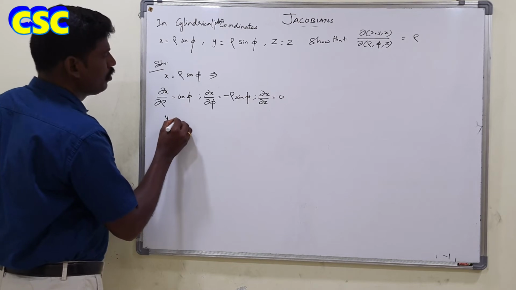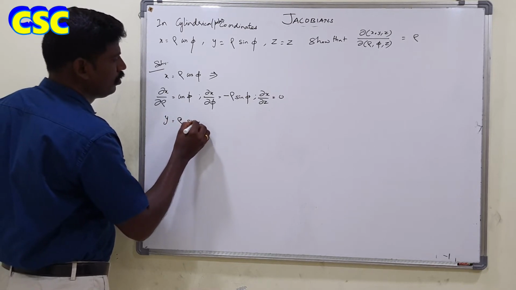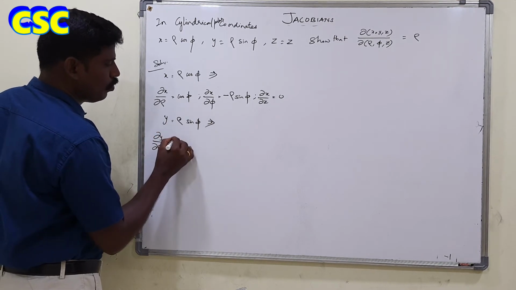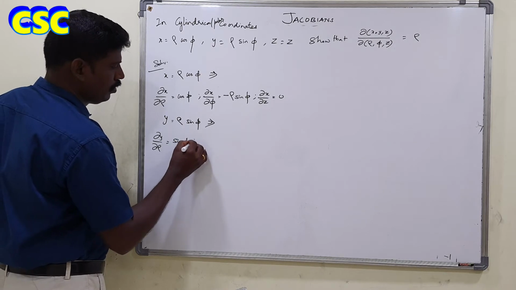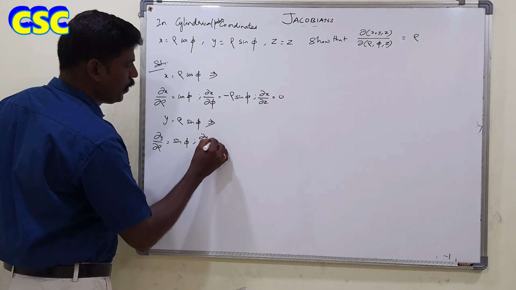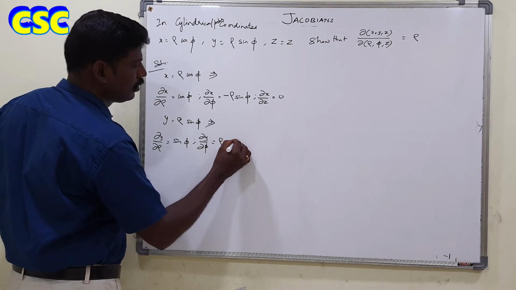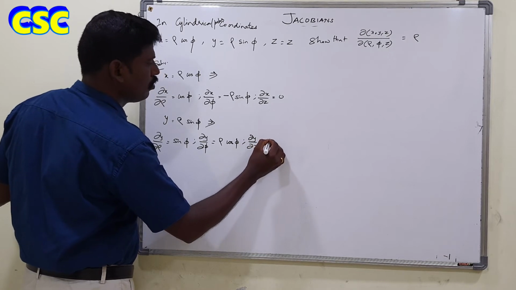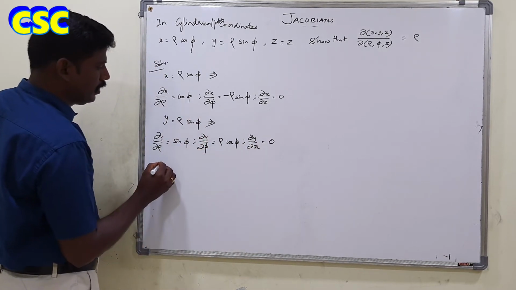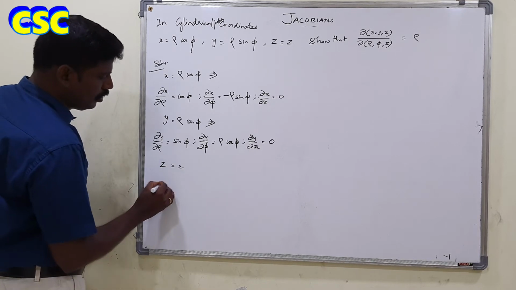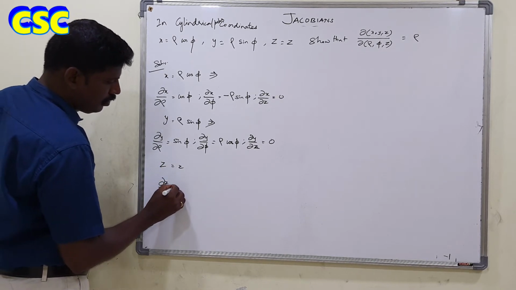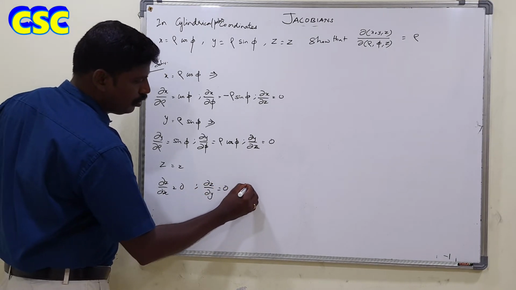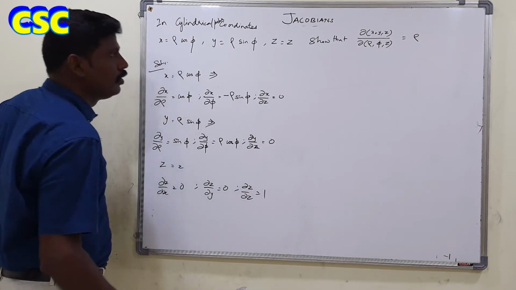Right? And then y is equal to rho sin phi. From that, what is dou y by dou rho? Rho becomes 1, so sin phi. And then dou y by dou phi is equal to rho cos phi. Dou y by dou z is equal to 0 because there is no z term on the right hand side. Similarly, z is equal to z, isn't it? So dou z by dou rho is 0, and dou z by dou phi is also 0. Dou z by dou z is equal to 1, right?